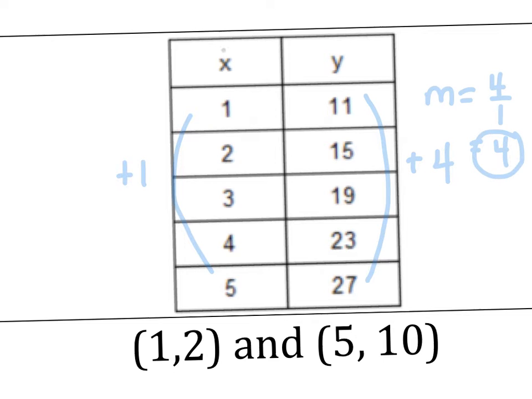Now, we're missing the 0. So if we go backwards, 4 on the y side, and I take away 4 from 11, I'm going to get 7. So B equals 7. So my equation here is 4x plus 7. Okay, next one.